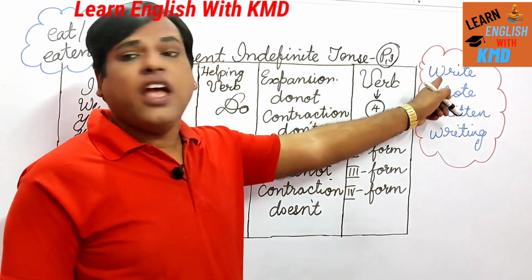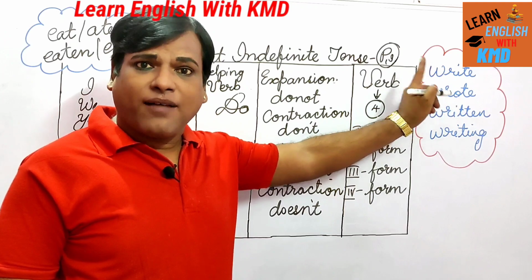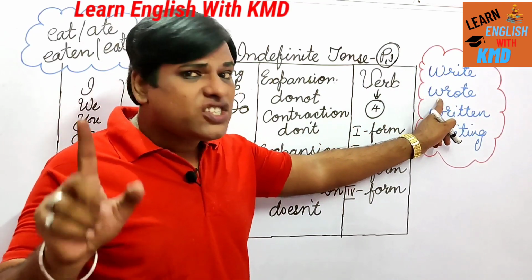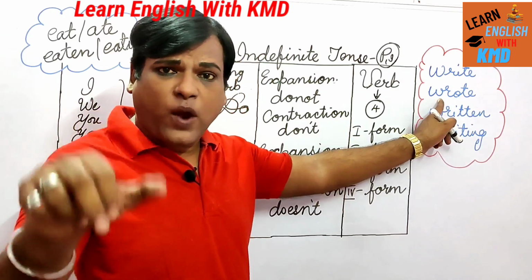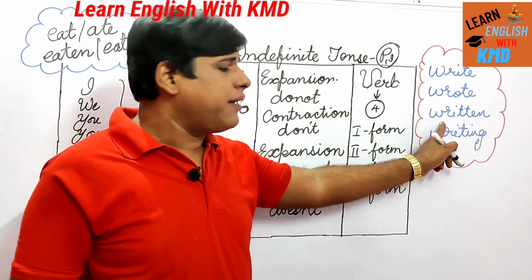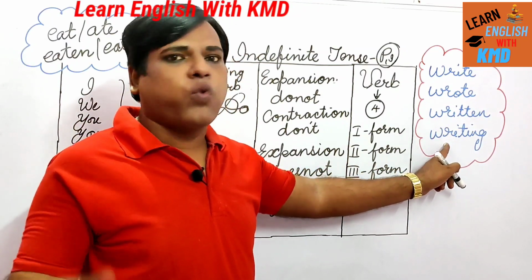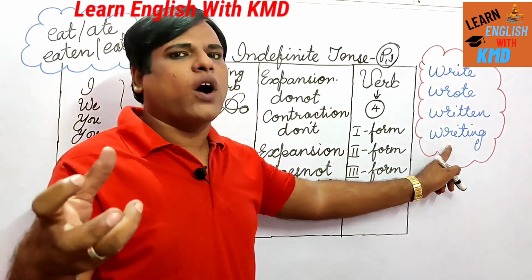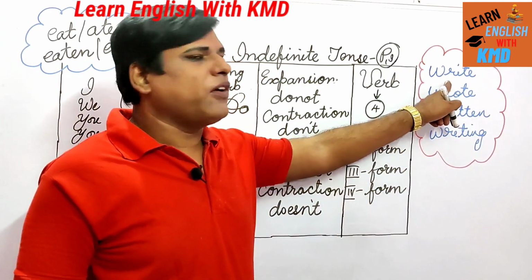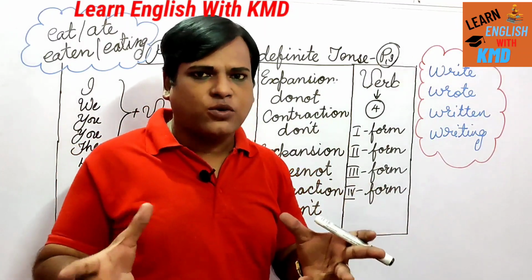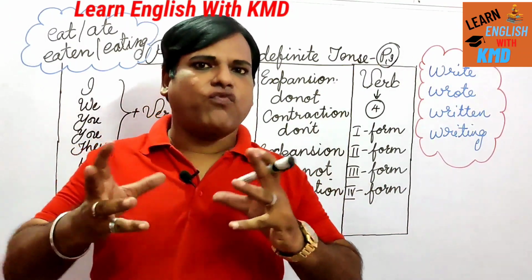As you can see, write is the first form of verb. Write is V1. Wrote is the second form of verb. Wrote is V2. Written is the third form of verb, V3. Writing is the fourth form of verb, V4. First, second, third, and fourth form of verb: write, wrote, written, and writing.